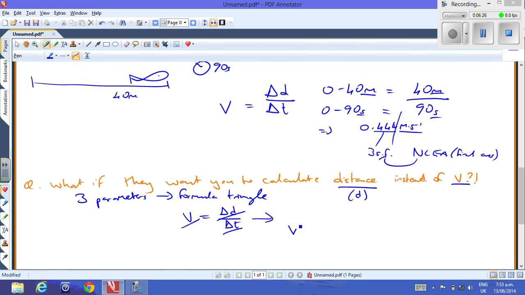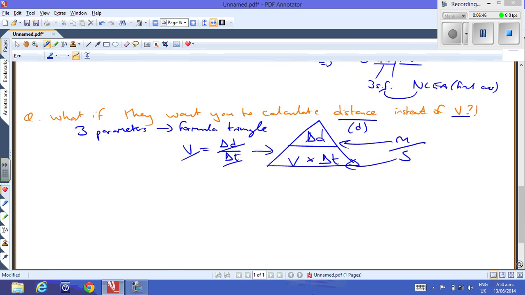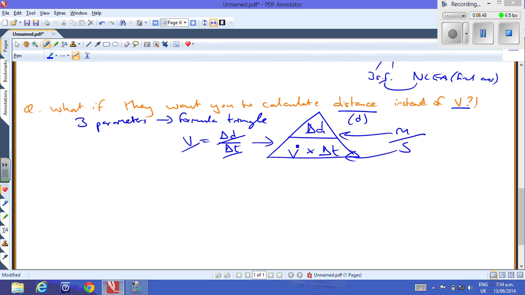So v would be on the bottom, the change in distance would be on the top, and then the change in time would be on the bottom as well. How do you remember that? Well, if you know the units of velocity are meters per second, then you should remember that the distance goes on the top and the time should go on the bottom. So now that we know that, we can use a formula triangle to actually work out velocity, distance, or time, depending on what the question asks of us.